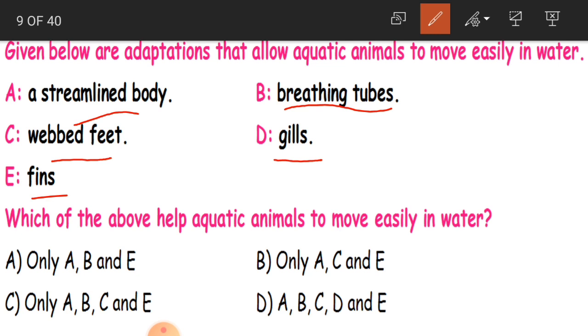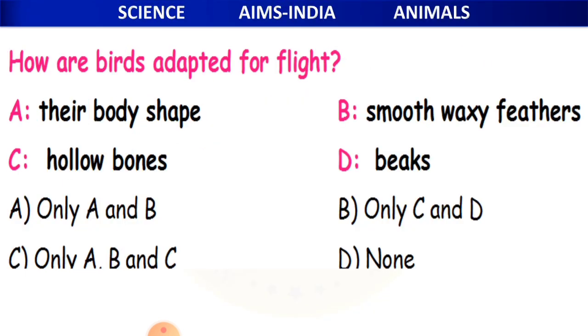Okay children, if you go with the answers, A, that is a streamlined body, and then C, the webbed feet, and then E, fins. So these three features are going to help them to move very easily in the water. So A, C and E. We have this in our B option. So B is the correct answer. Clear, children? Yes.